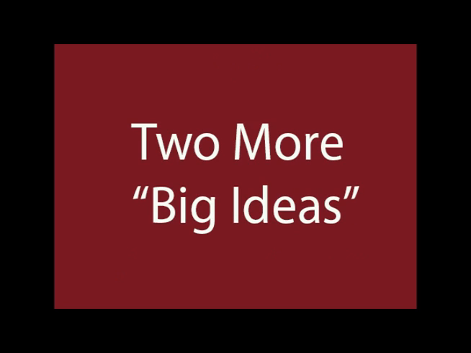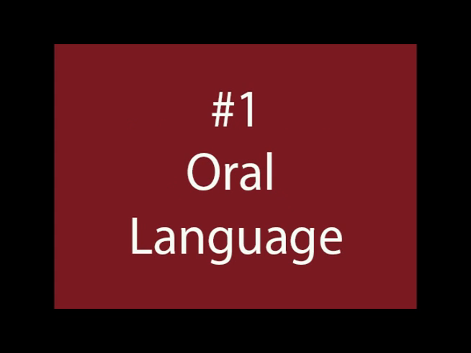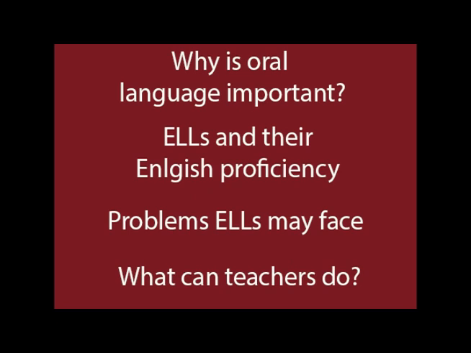As we previously discussed in the overview, there are 2 more big ideas. The first of these is oral language. Oral language should be considered an essential component of effective instruction for ELLs because of its effect on literacy acquisition and help in development of oral English proficiency. When a student's oral language improves, so does their reading fluency and comprehension.